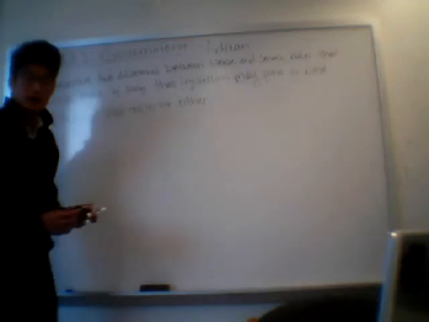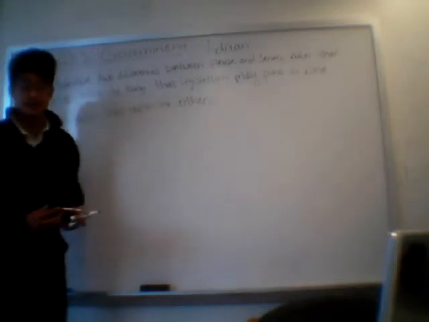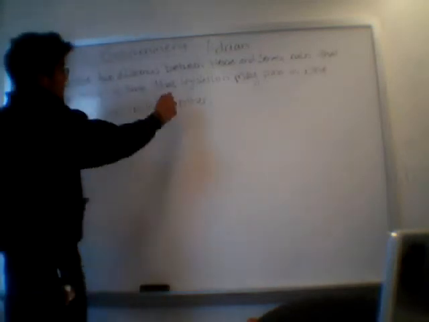Alright, so this is a continuation of question 3 from the 2009 AP US Government and Politics exam. So now we're moving on to part B. And the question is as follows. Describe two differences between House and Senate rules that may make it likely that legislation may pass in one chamber but not in the other.